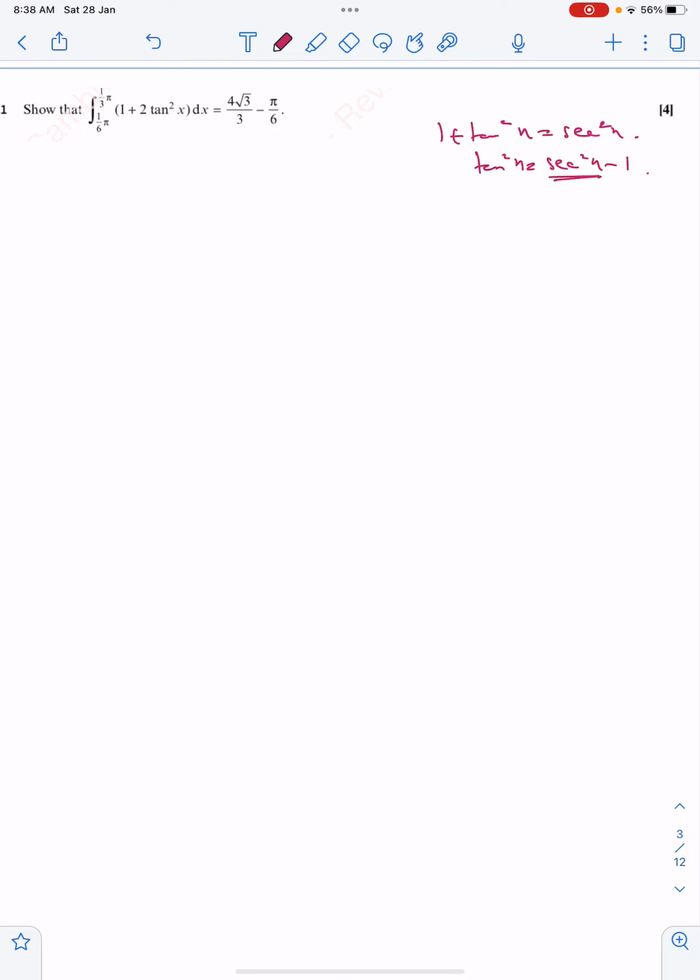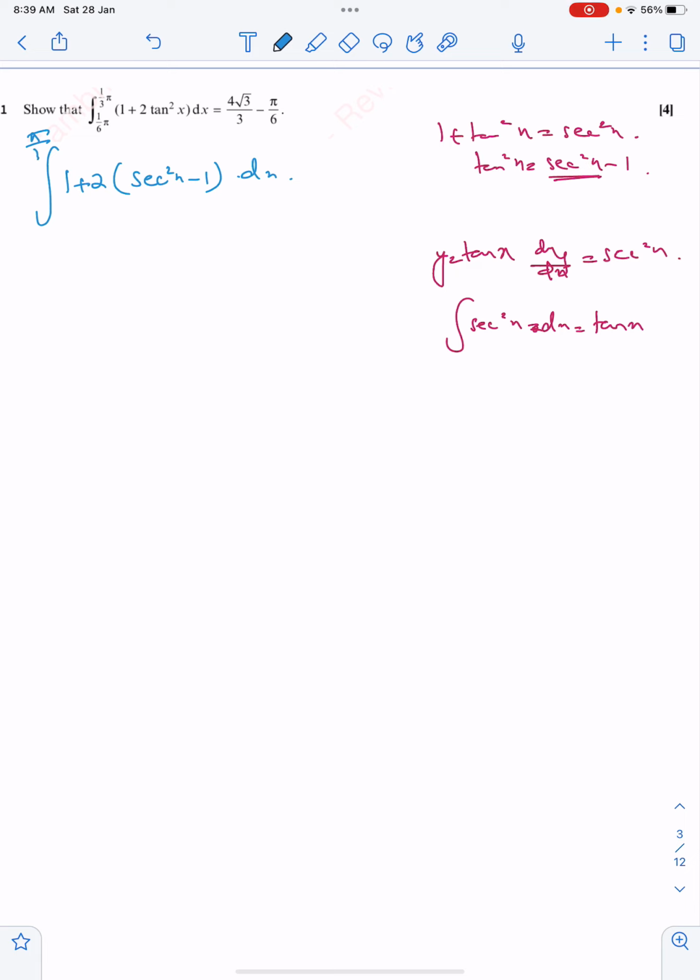And we know the differentiation of tan x: if y was tan x, dy by dx would be sec square x. That means when you integrate sec square x, you will get tan x. So this is in our knowledge already, so we can substitute tan square x by sec square x minus 1. So let's do that. Integrating 1 plus 2, in place of tan square x I'm writing sec square x minus 1 dx, and the boundaries which I have to use are pi by 3 and pi by 6.